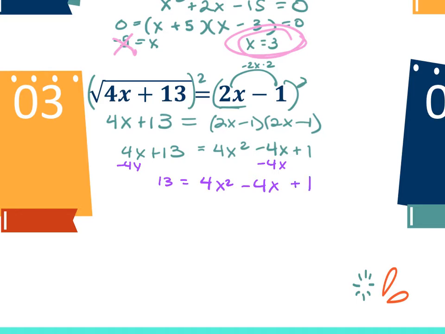Why did you subtract if it was already negative? Why did you add? Oh, I'm doing this side. Oh, okay. It would have put an 8 on the left. Yeah. But I'm trying to move everything to the side where the x squared is, so that stays positive. Then subtract the 13. And I get 0 equals 4x squared minus 8x minus 12.